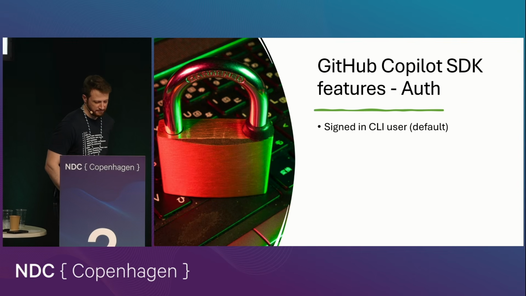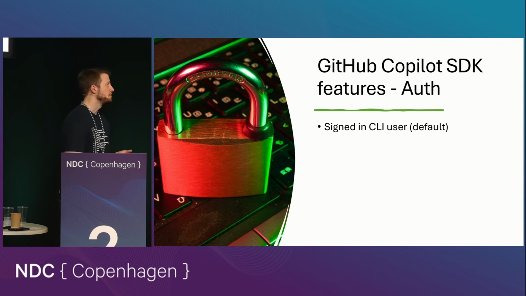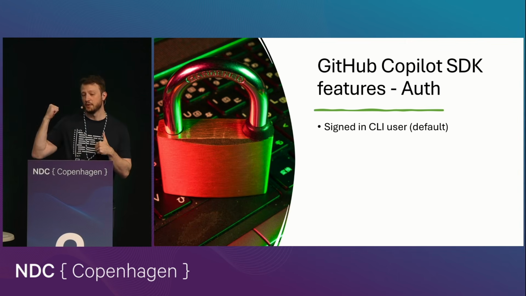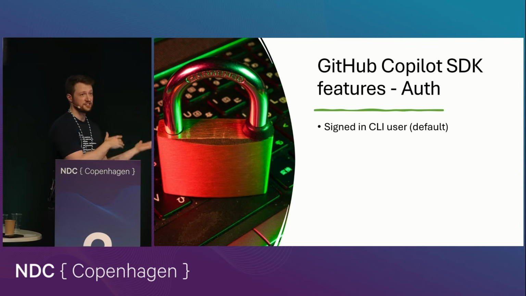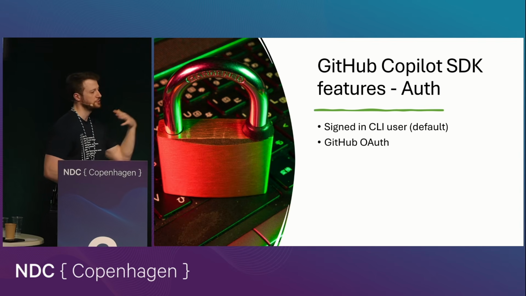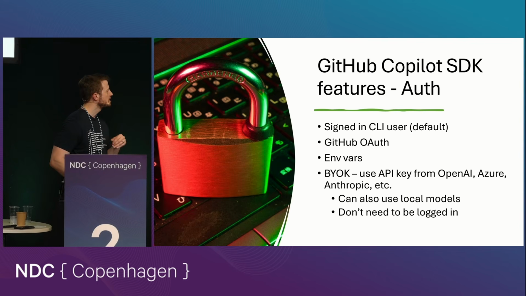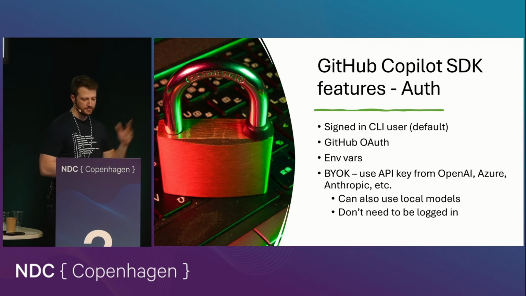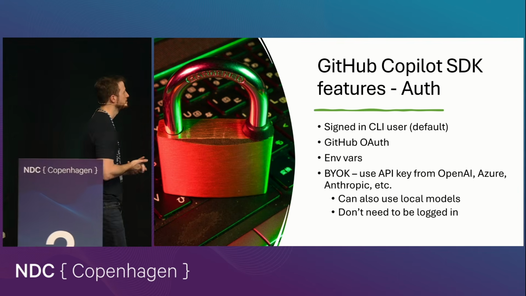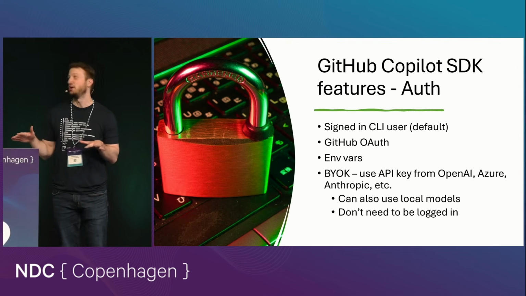And then authentication. By default, this is going to use your signed in CLI user on your machine. And this is what it did when I ran it, and it successfully hit Copilot. It's because I'm using my personal Copilot plan. You can also use GitHub OAuth and a token in your environment variables, or like I said, bring your own key. This is a really cool option because you don't even need to be logged in with GitHub to do this. GitHub's not involved at all in this case.